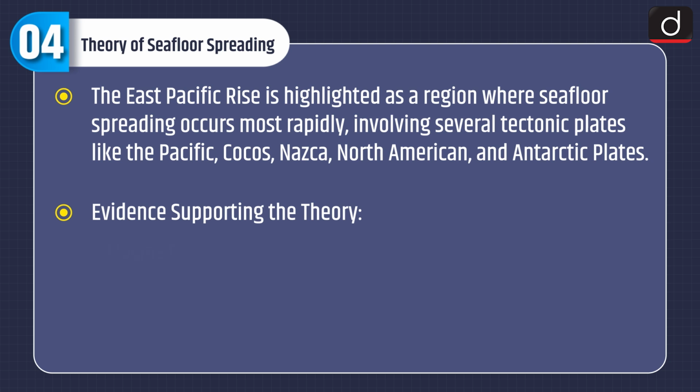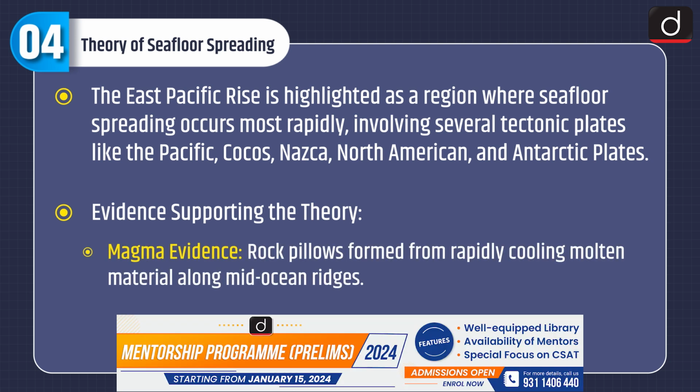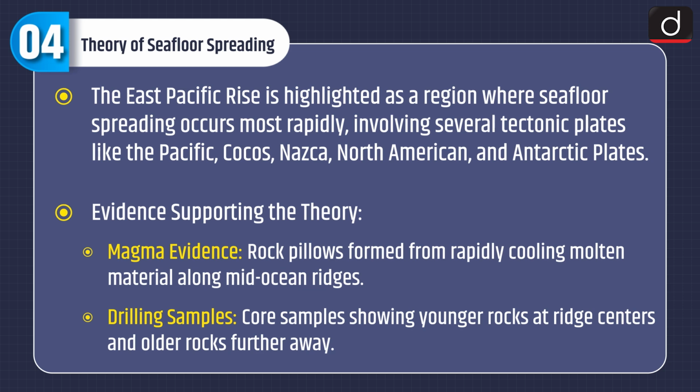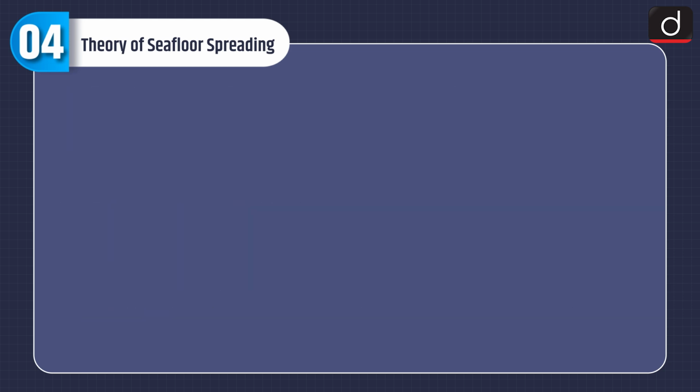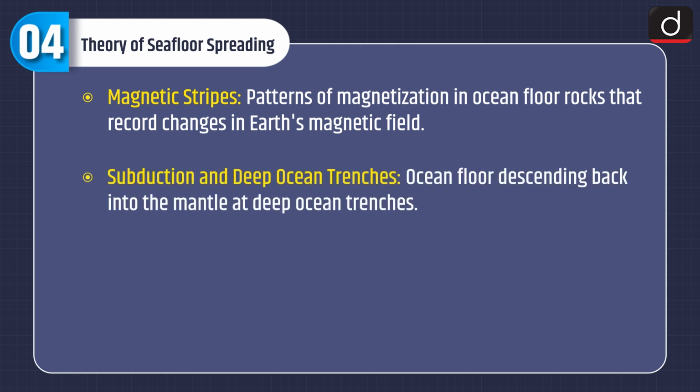Evidence supporting the theory. Magma evidence: rock pillows formed from rapidly cooling molten material along mid-ocean ridges. Drilling samples: core samples showing younger rocks at ridge centers and older rocks further away. Magnetic stripes: patterns of magnetization in ocean floor rocks that record changes in Earth's magnetic field. And subduction and deep ocean trenches: ocean floor descending back into the mantle at deep ocean trenches.